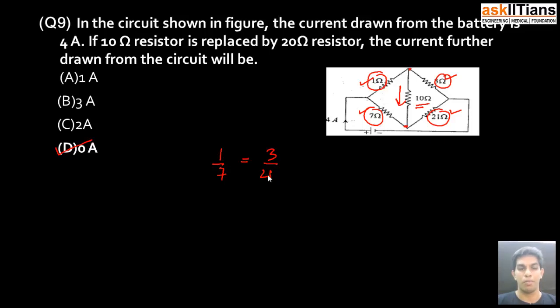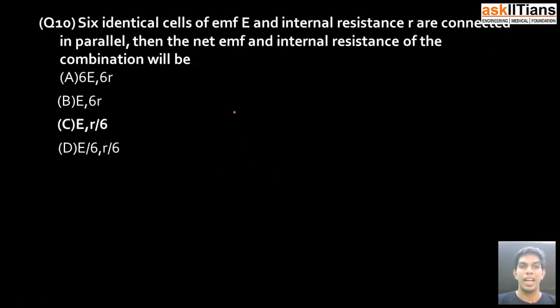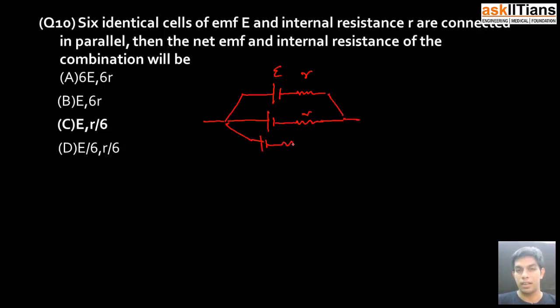Moving on to the 10th problem. 6 identical cells of EMF E and internal resistance R are connected in parallel. Then the net EMF and internal resistance of the combination will be. So the setup goes like this. Here is a cell of EMF E and internal resistance R. Again the same. So I have these 6 cells connected.